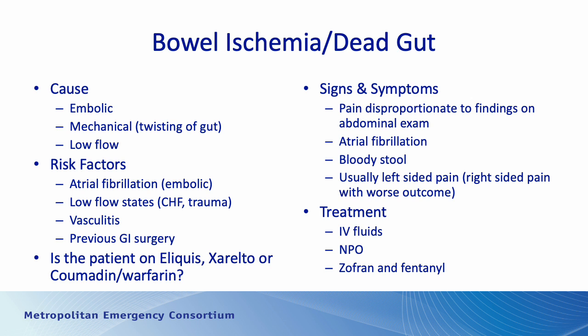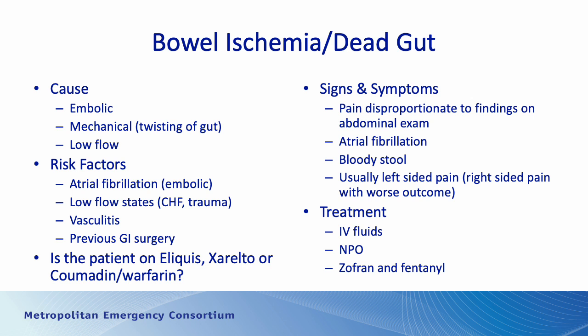Sometimes you can have ischemic gut from twisting the gut, like a bowel obstruction, or patients are hypotensive and they just have low flow to the gut and they develop ischemia. Always think about gut ischemia in patients with atrial fibrillation and abdominal pain, or patients who've had previous GI surgery. You ask the patients if they're on Eliquis, Xarelto, or Coumadin or warfarin, or do you have a history of atrial fibrillation while you're on these anticoagulants?